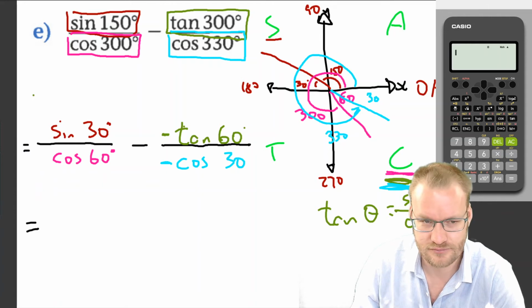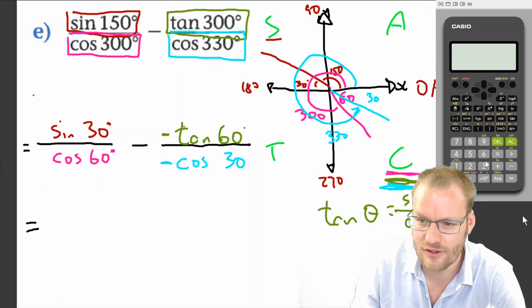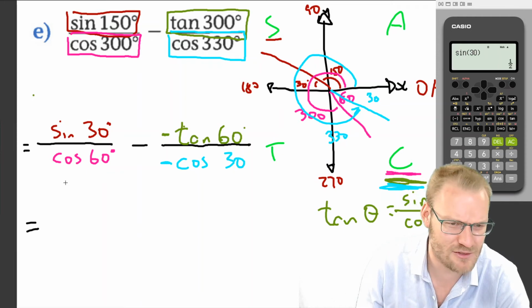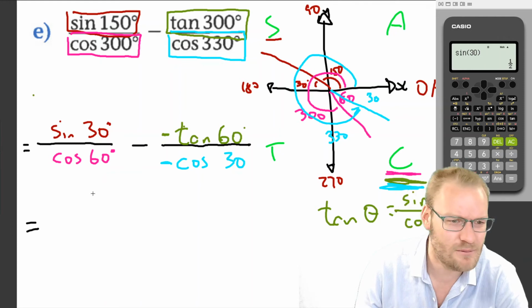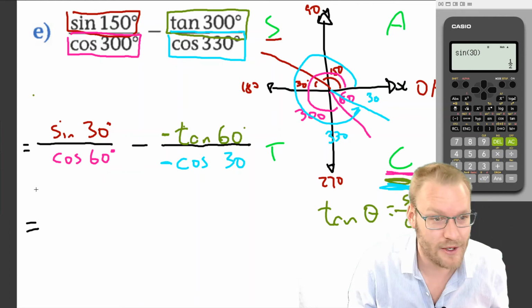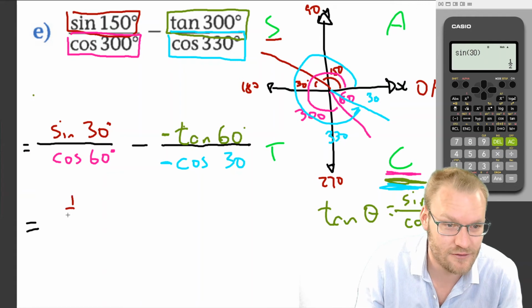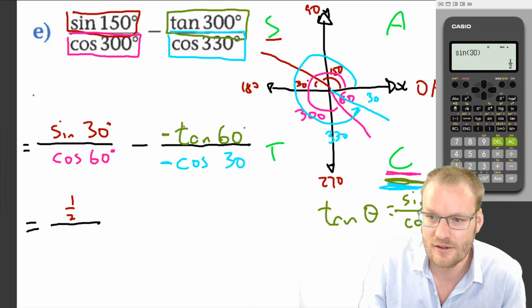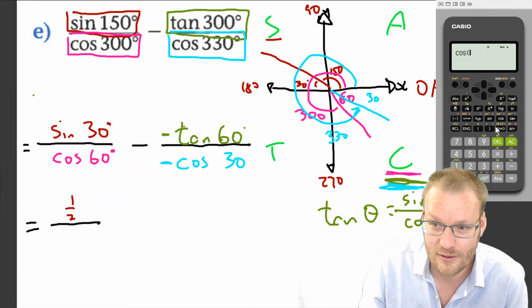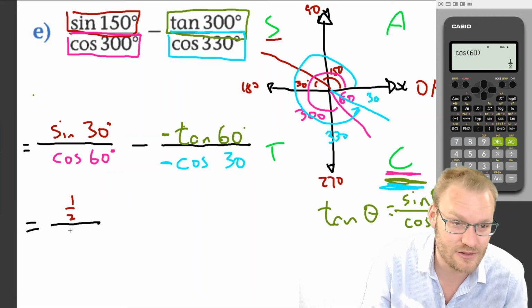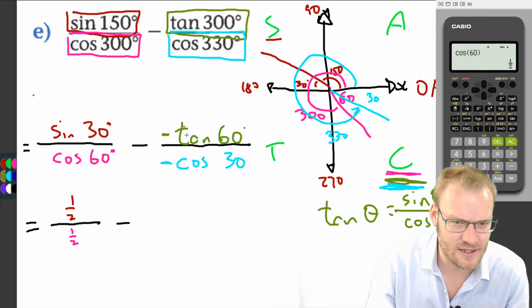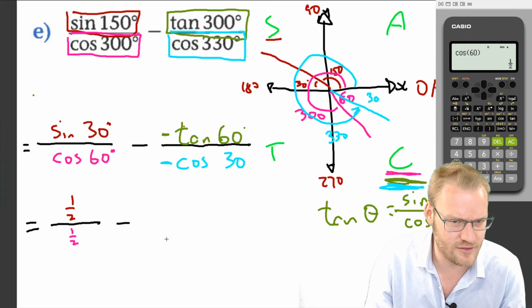Calculator time. Sine 30. Who remembers what that is? I'm sure some mathematicians are rolling their eyes at me, that sine 30 you should remember is a half. So this is a half. We're going to divide that by cos of 60. Cos of 60 I should know is also a half. But we're going to get to knowing why those complementary angles are the same like that. Minus, as I said, this negative and negative, so I'm just going to put a positive over a positive.